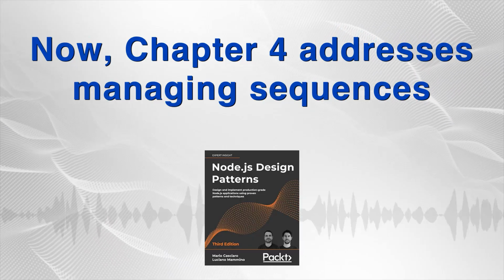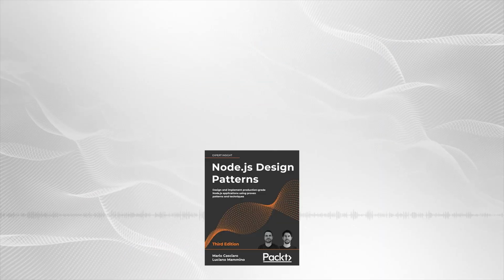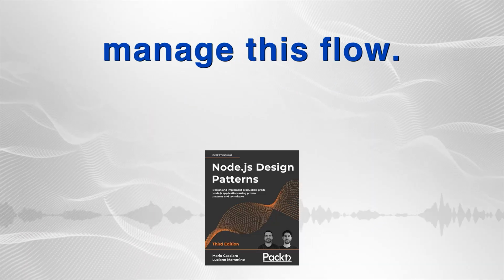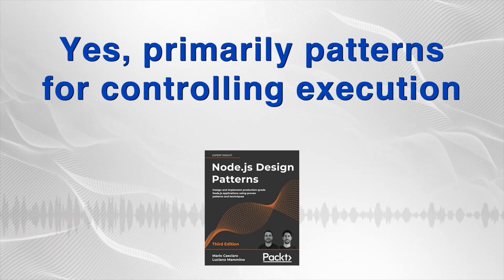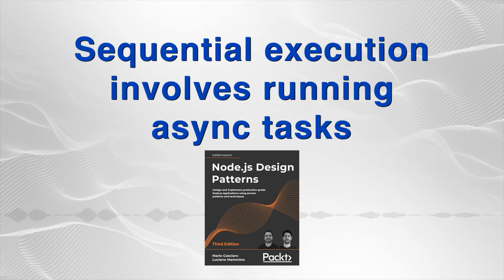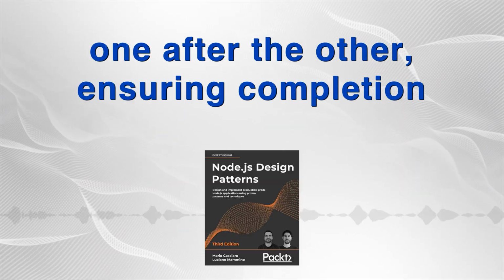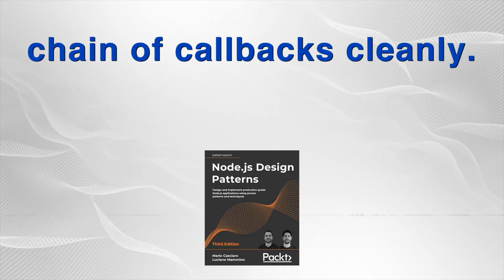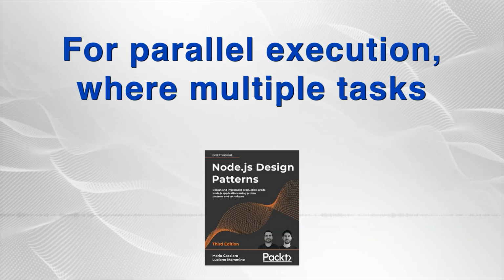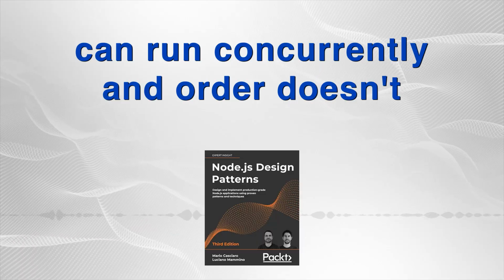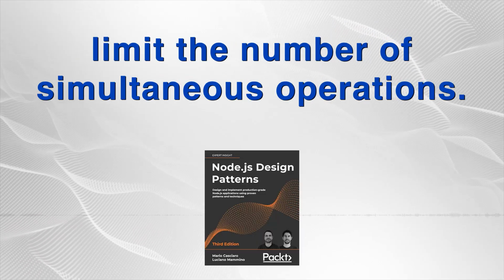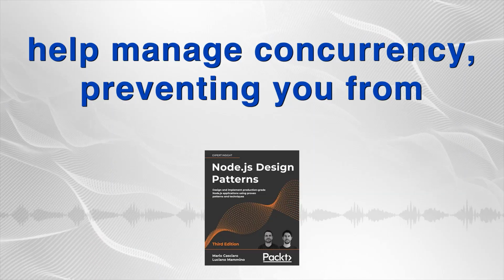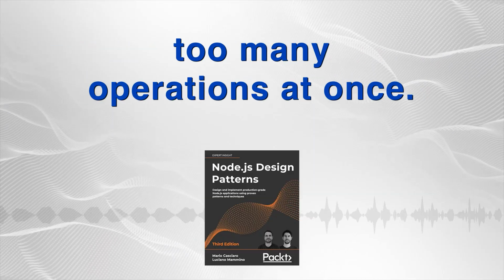Now, Chapter 4 addresses managing sequences of callback-based operations. We've all seen or written callback hell. The text focuses on patterns to manage this flow. Yes, primarily patterns for controlling execution order. Sequential execution involves running async tasks one after the other, ensuring completion in a specific order. This often requires patterns like a recursive iterator function to manage the chain of callbacks cleanly. For parallel execution, where multiple tasks can run concurrently and order doesn't matter, you might still need to limit the number of simultaneous operations. Patterns like using a task queue help manage concurrency, preventing you from overwhelming system resources by firing off too many operations at once.